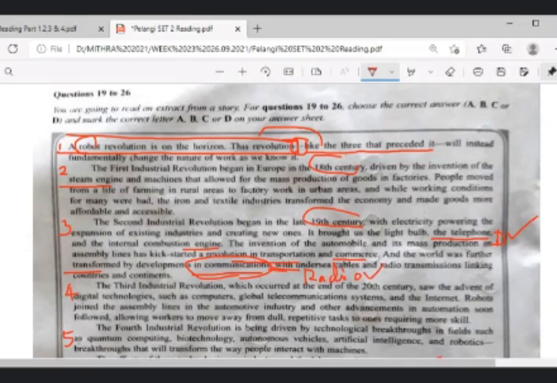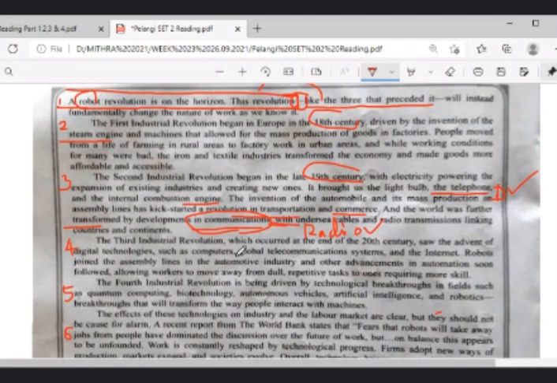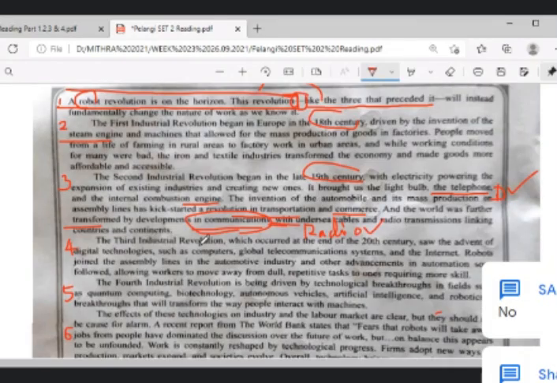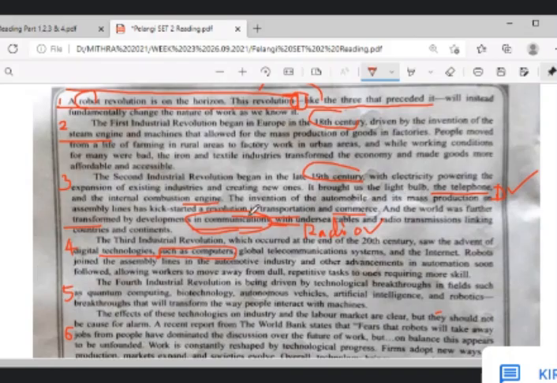Now, next is computer. Okay, do you think that computer exists here? In the second revolution, did the computer come? Let's go to third paragraph. Sorry, fourth paragraph. The third industrial revolution, which occurred at the end of 20th century, saw the advent of digital technologies such as computers. So computers came in the third industrial revolution. The question is about the second industrial revolution. So computer is already out.